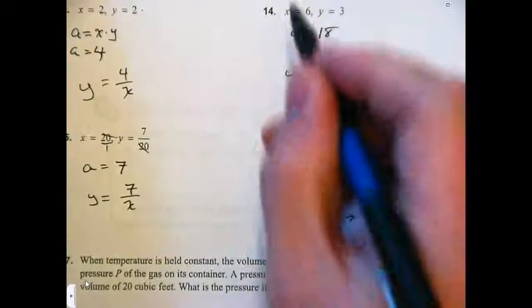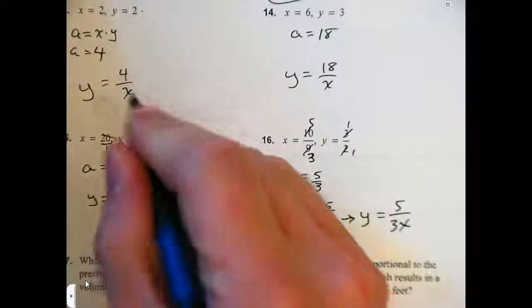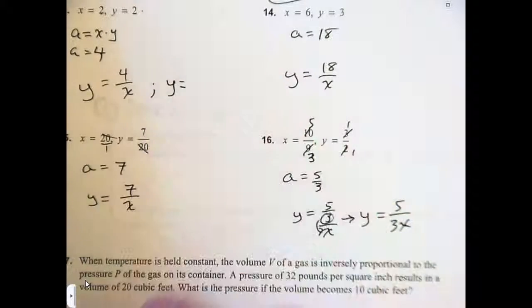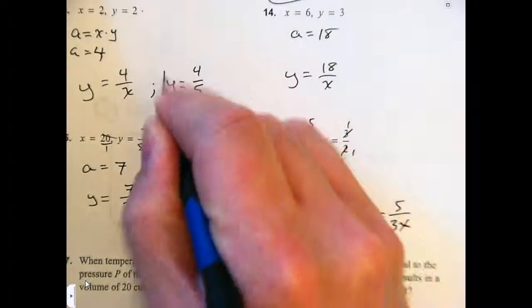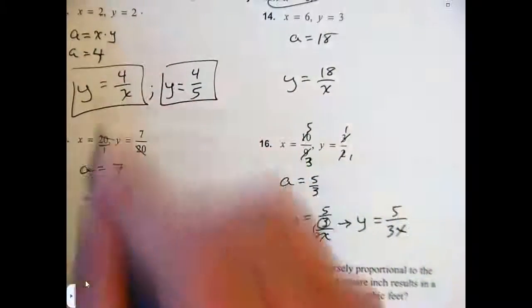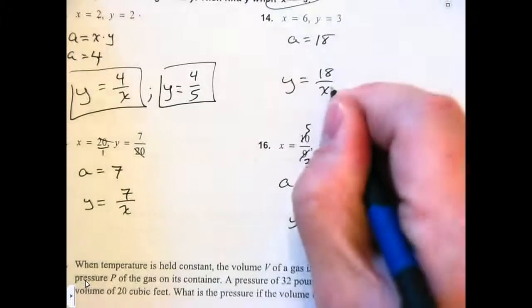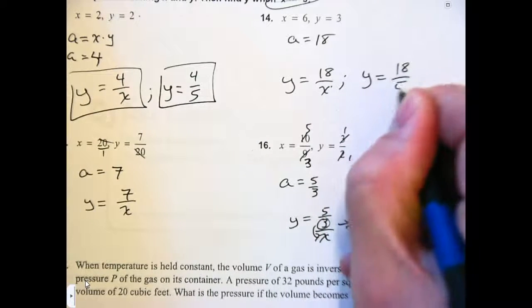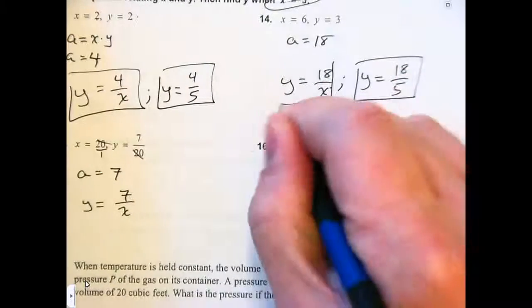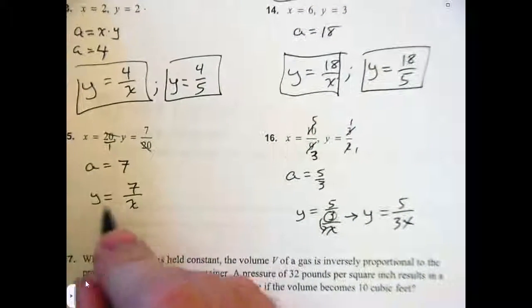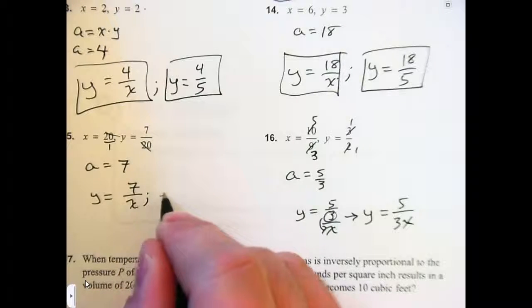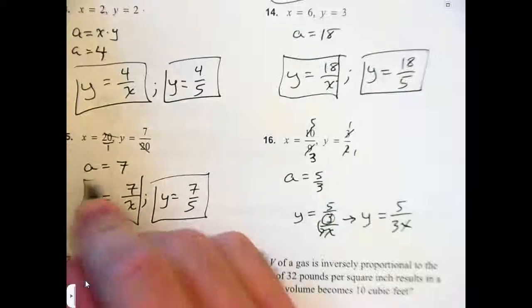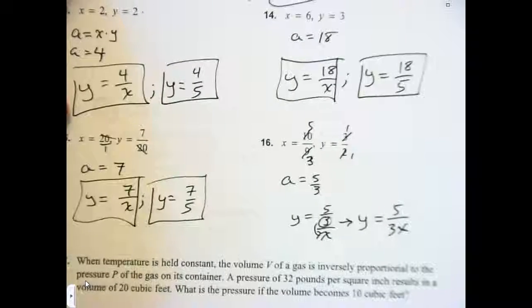And now if I'm evaluating it when x is 5, that gives me y would be 4/5. Okay? And here we put a 5 in, so you get y equals 18/5. Here, put a 5 in. Try to leave it in fractions. I know you don't like it.